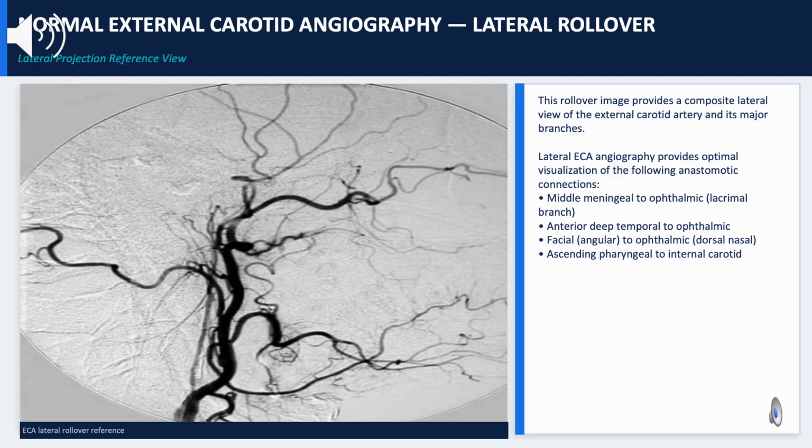Four critical anastomotic connections are optimally seen on lateral ECA angiography: the middle meningeal to ophthalmic via the lacrimal branch, the anterior deep temporal to ophthalmic via its orbital branch, the facial angular to ophthalmic via the dorsal nasal root, and the ascending pharyngeal to ICA via the neuromeningeal trunk. Always obtain a lateral view during selective ECA injection. The AP view alone will miss many of these connections because vessels overlap in the anteroposterior plane.